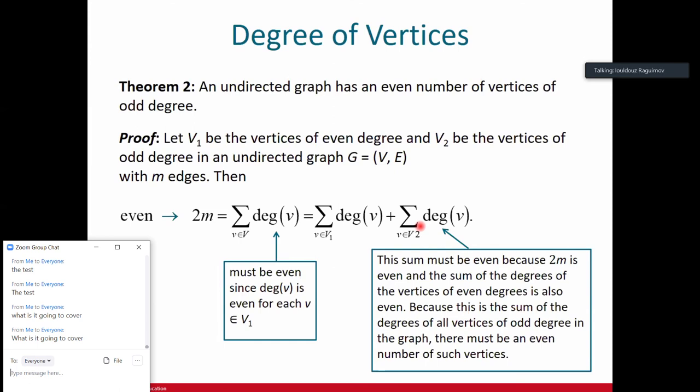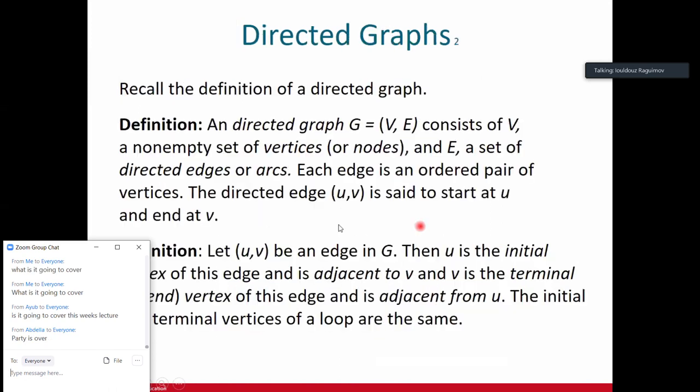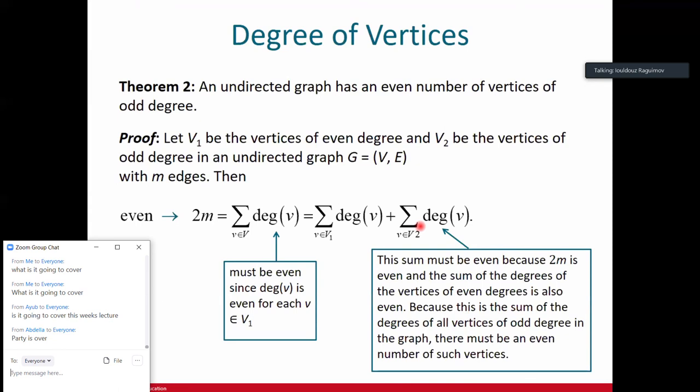Okay. V1 are the vertices of even degree. This number is an even number. This number is an even number. This number also is an even number, right? The sum of even numbers is always an even number, right? Then this must be even, right? But because this is the sum of degrees of all vertices of odd degree, in the graph there must be an even number of such vertices. Otherwise, an odd integer multiplied by an odd integer will give us an odd integer, right?